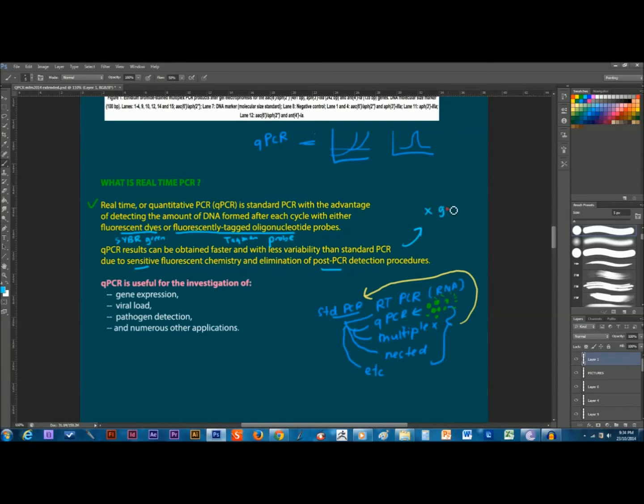That means no need to run gel electrophoresis, because running gel electrophoresis takes approximately 1 hour. And also, real-time PCR is more sensitive than the standard PCR. So usually, real-time PCR is useful for the investigation of gene expression, viral load, the quantitation of the DNA inside the samples, and then pathogen detection and numerous other applications.